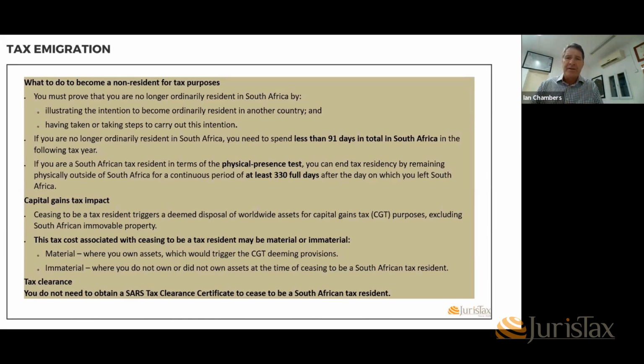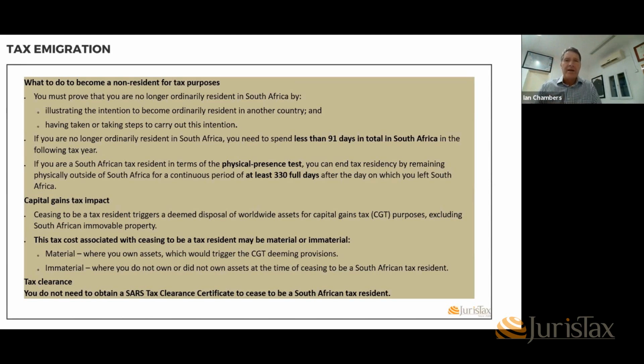Again, the decision is whether you should tax emigrate or whether you should remain tax resident in South Africa. In very, very few circumstances, if any, have I ever advocated to my clients that they remain tax residents in South Africa. And the view is that if they intend leaving South Africa, they should emigrate from a tax point of view and pay the exit tax.